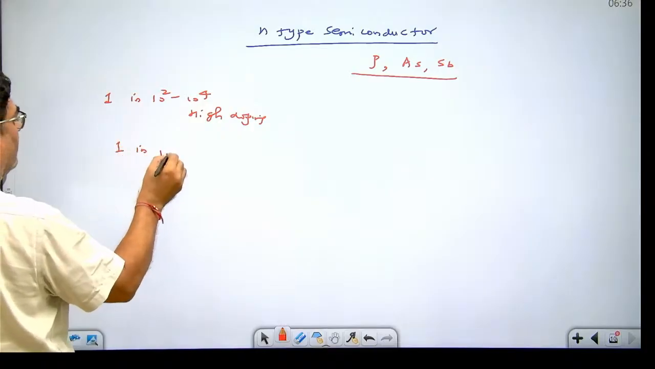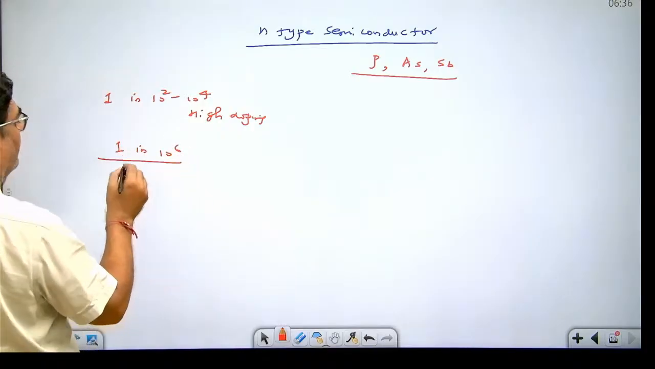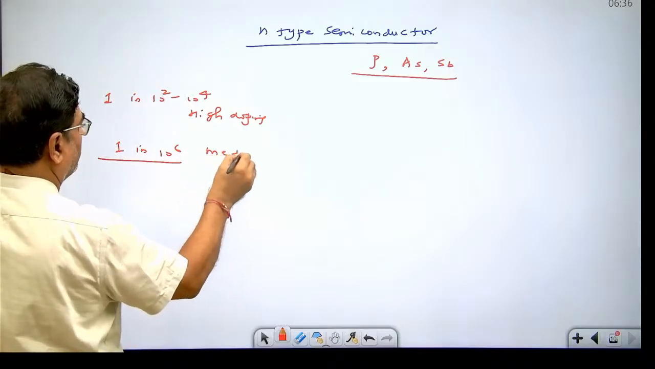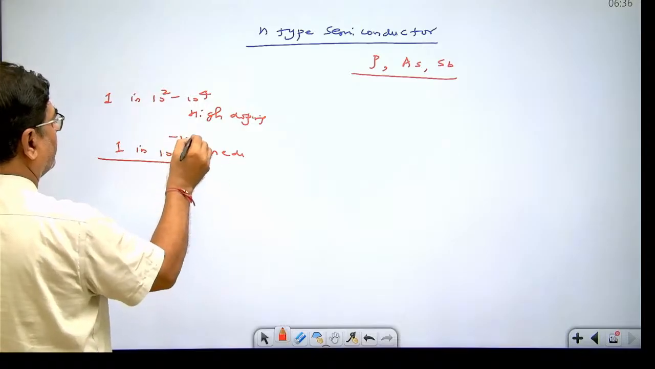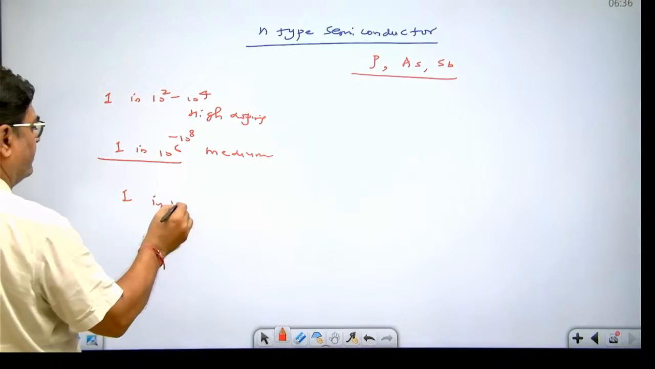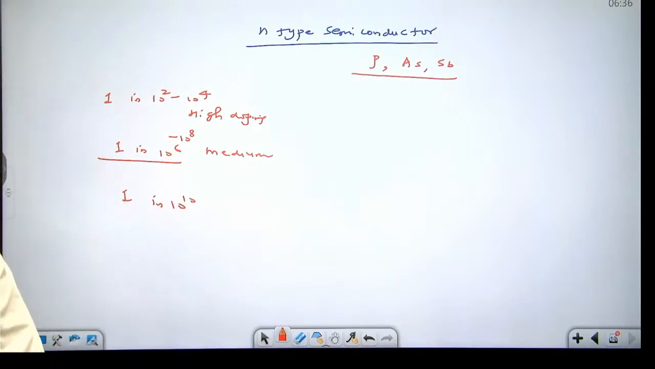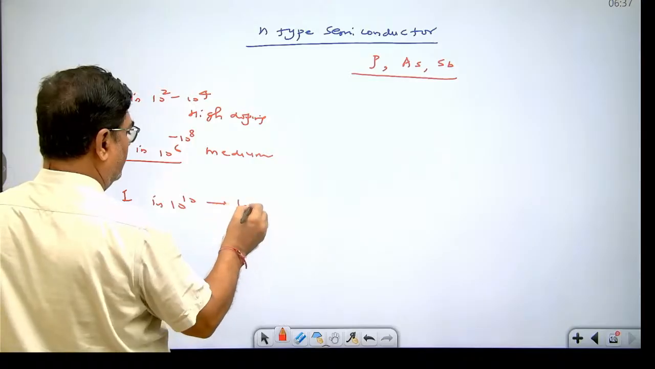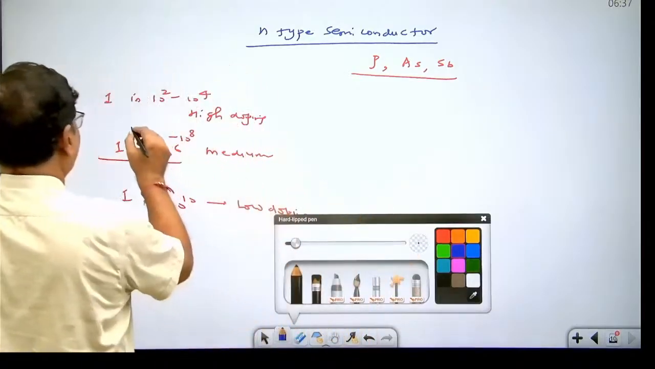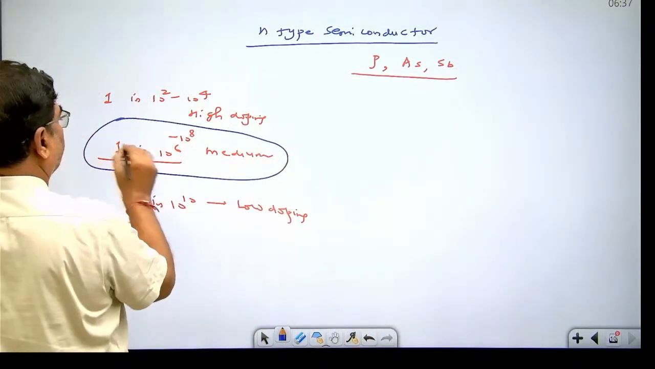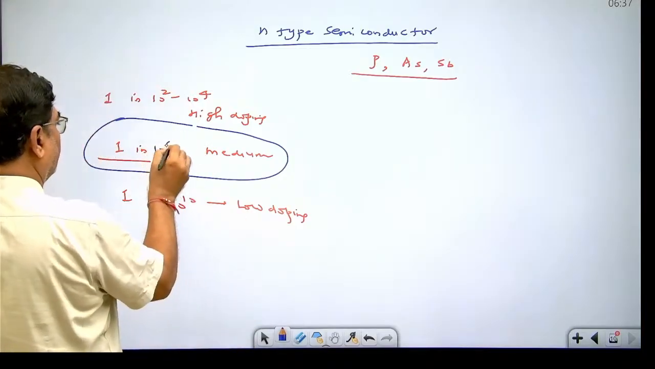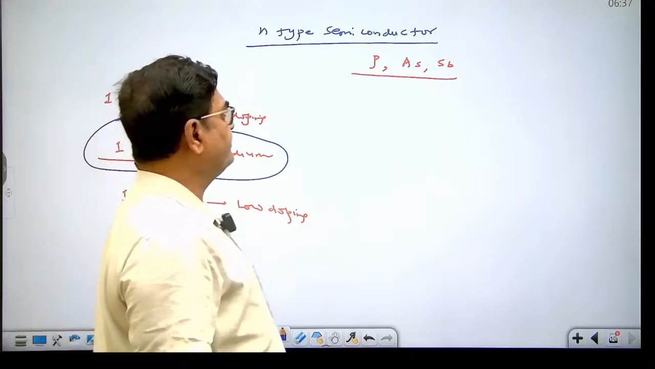One impurity in 10 power 6 to 10 power 8 pure atoms is called medium doping. And 1 in 10 power 10, that is, out of 10 power 10 pure atoms, one impurity atom, is called low doping. If doping concentration is not given in the question, we take 1 in 10 power 6 to 1 in 10 power 8, that is, medium doping.